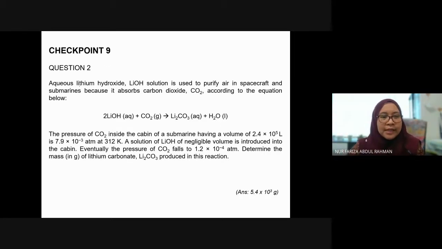Okay, question. Aqueous lithium hydroxide solution is used to purify air in spacecraft and submarines because it absorbs carbon dioxide according to the equation below. So this is another interesting fact that you should know. Lithium hydroxide solution is used to purify air in spacecraft and submarines. So this is an interesting fact.